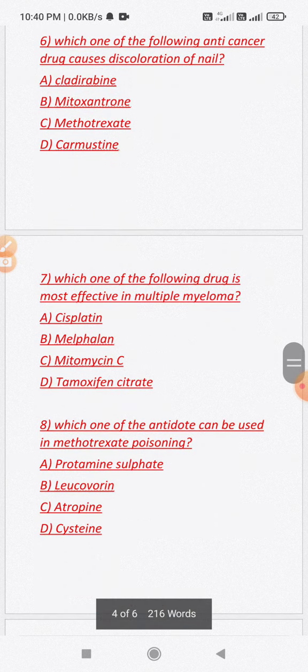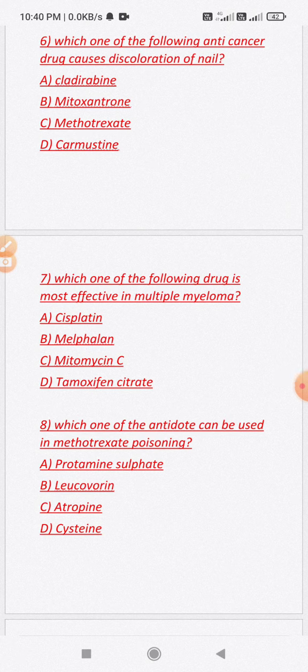Question number 7. Which one of the following drugs is most effective in multiple myeloma? Meaning drug of the choice in multiple myeloma. Option A, cisplatin. Option B, melphalan. Option C, mitomycin C. Option D, tamoxifen citrate. So friends, guess the answer. Answer will be melphalan. Melphalan is the drug of the choice in multiple myeloma.